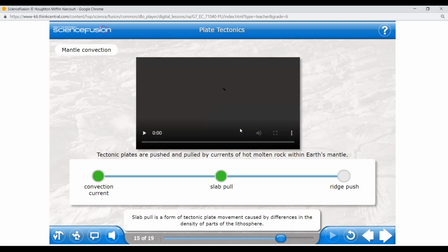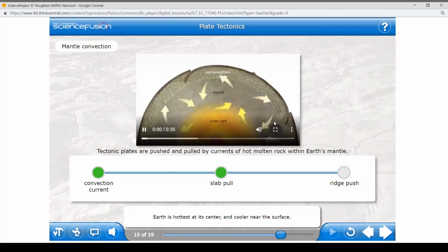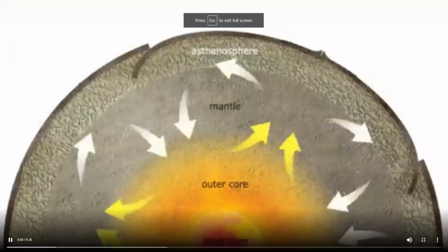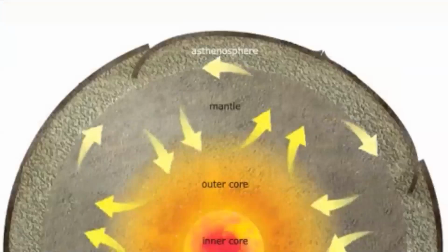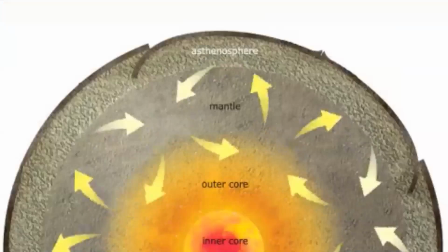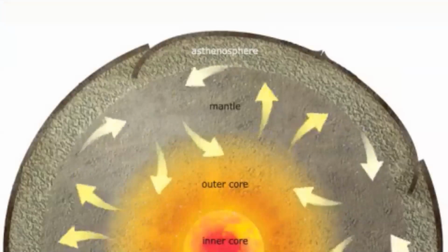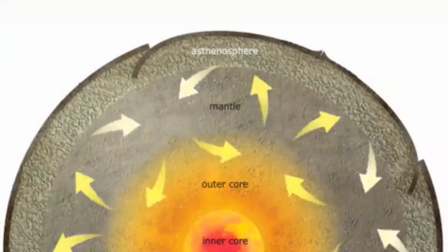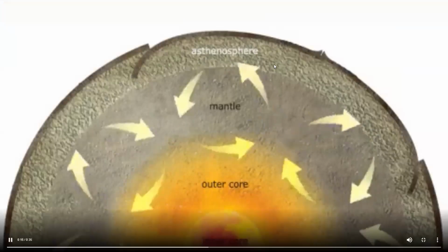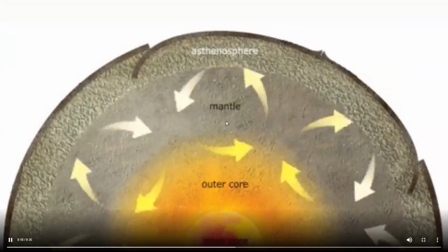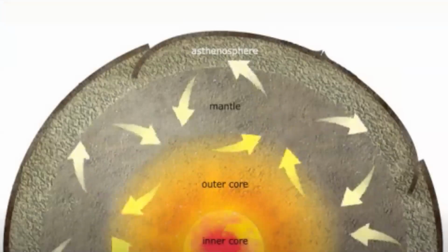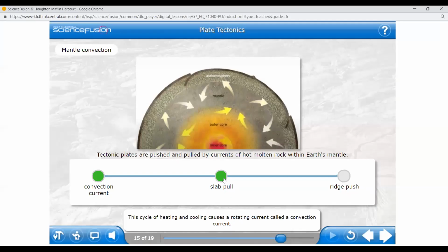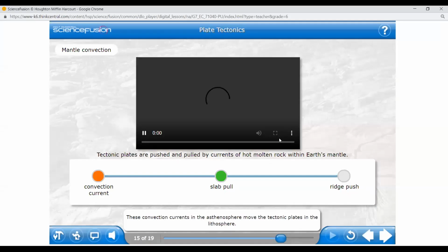Again, let me show you. Earth is hottest at its center and cooler near the surface. The rock in the mantle is heated from below. Hot magma is less dense than cooler magma, and so it slowly rises up into the upper layer of the mantle, called the asthenosphere. It then cools and falls again. This cycle of heating and cooling causes a rotating current called a convection current. Let us see what a slab pull is.